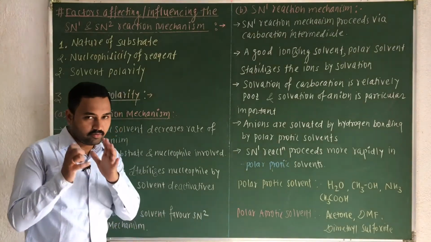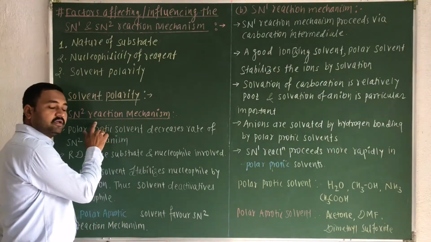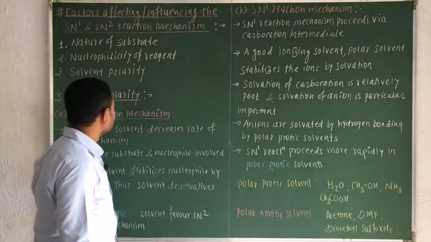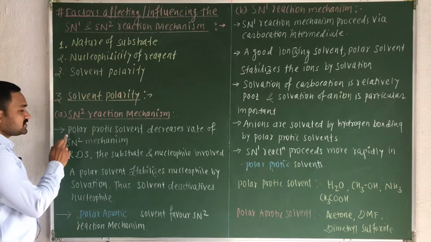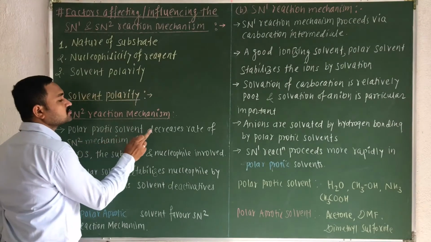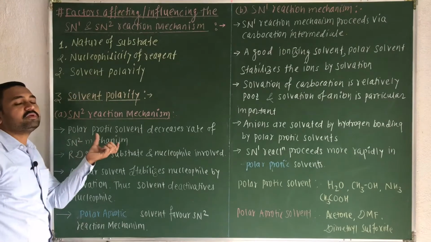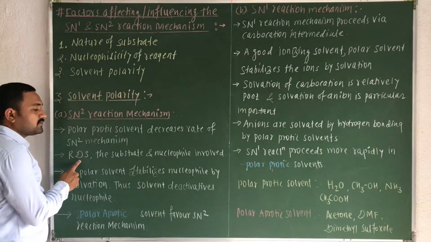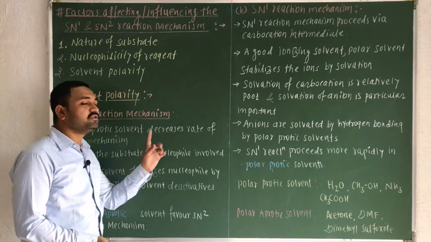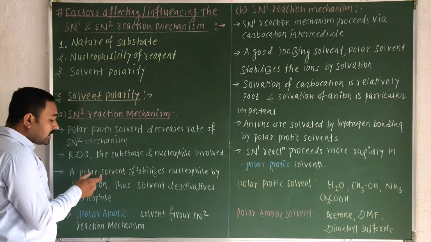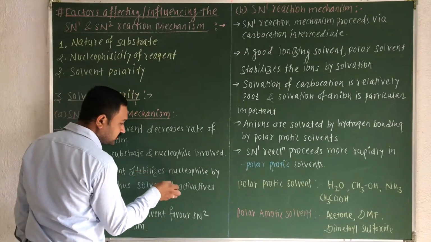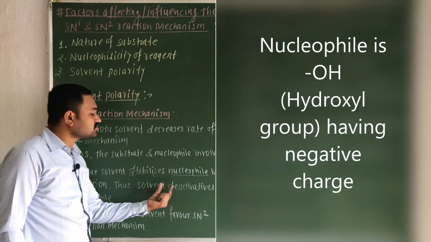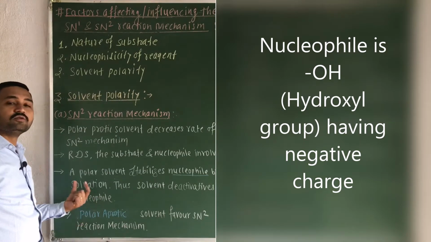Here again we are going to consider the solvent polarity for the SN2 reaction mechanism and for the SN1 reaction mechanism. So remember, for the SN2 reaction mechanism, the polar protic solvent decreases the rate of the SN2 reaction. You know that in the rate determining step, the substrate and the nucleophile are involved. This polar solvent stabilizes the nucleophile by the solvation effect, and thus the solvent deactivates the nucleophile.